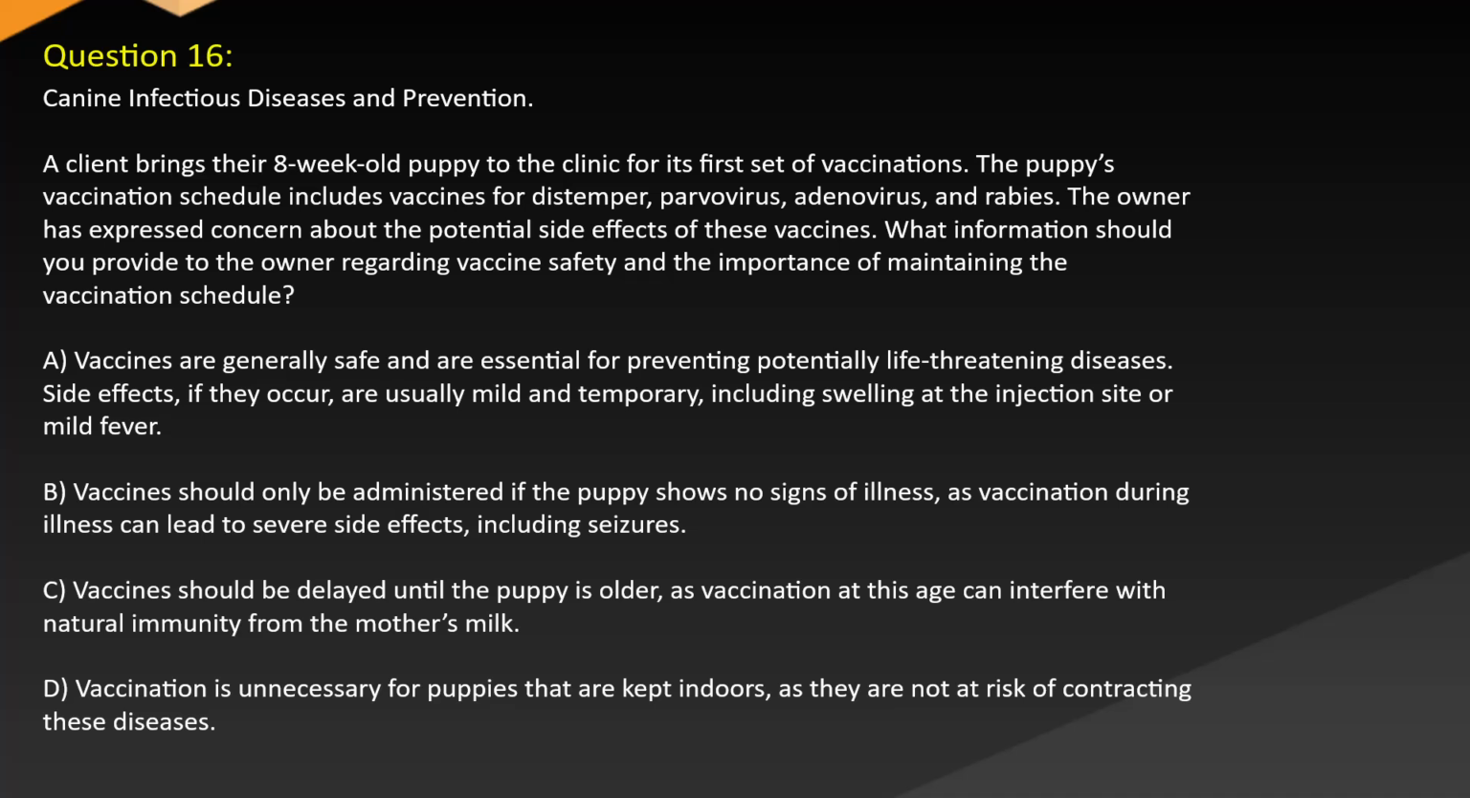A. Vaccines are generally safe and are essential for preventing potentially life-threatening diseases. Side effects, if they occur, are usually mild and temporary, including swelling at the injection site or mild fever. B. Vaccines should only be administered if the puppy shows no signs of illness, as vaccination during illness can lead to severe side effects, including seizures. C. Vaccines should be delayed until the puppy is older, as vaccination at this age may interfere with natural immunity from the mother's milk. D. Vaccination is unnecessary for puppies that are kept indoors, as they are not at risk of contracting these diseases.